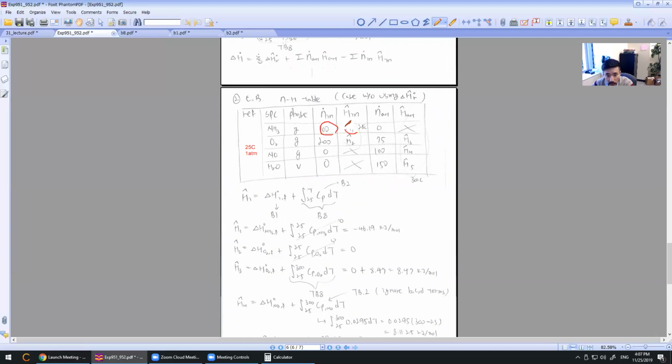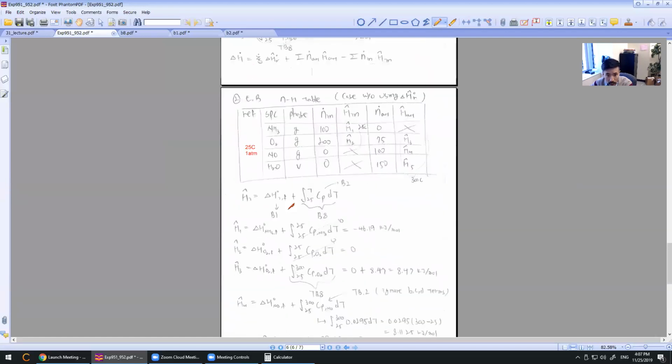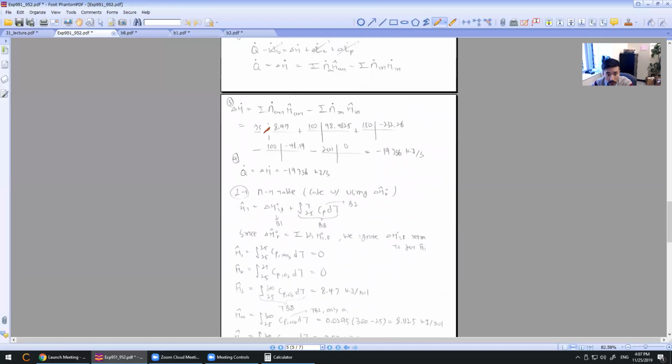Minus 100 multiply H1 minus 200 multiply H2, right? If you do that, this is the number, and then you have negative 19,735.5 kilojoule per second. That is delta dot H, which is the same as delta... If you calculate it, we have negative 19,736 kilojoule per second. So our answer Q dot is going to be this number.